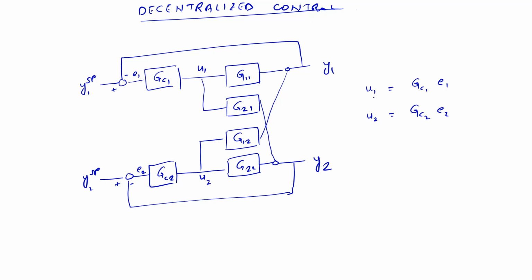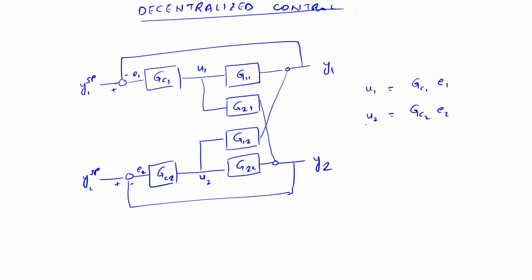Okay, so U1 varies based purely on E1, U2 varies based purely on E2, and even though we know that when you change U1 it affects Y2 and hence E2, and when you change U2 it affects Y1 and hence E1, the interaction between the two is compensated by each of the loops using its feedback action. That's why it's called decentralized control, because each controller does its own job and doesn't bother what the other guy is doing.